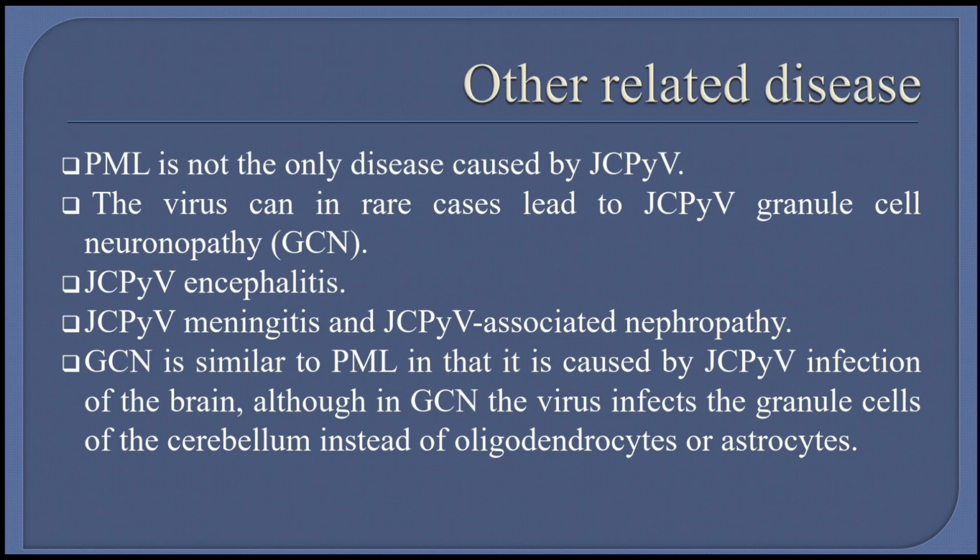Other related diseases. PML is not the only disease caused by JC polyomavirus. The virus can in rare cases lead to JC polyomavirus granule cell neuronopathy, JC polyomavirus encephalitis, JC polyomavirus meningitis, and JC polyomavirus associated nephropathy. Granule cell neuronopathy is similar to PML in that it is caused by JC polyomavirus infection of the brain, although in granule cell neuronopathy, the virus infects the granule cells of the cerebellum instead of oligodendrocytes or astrocytes.